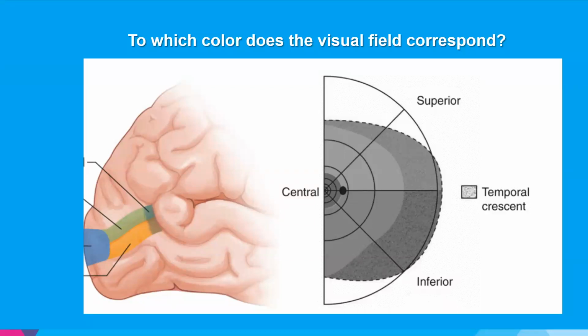Okay, here we go. I'm going to point. Let me point to something here. I'm going to say central. If I say central, what is the color on the left that corresponds to the central visual field?